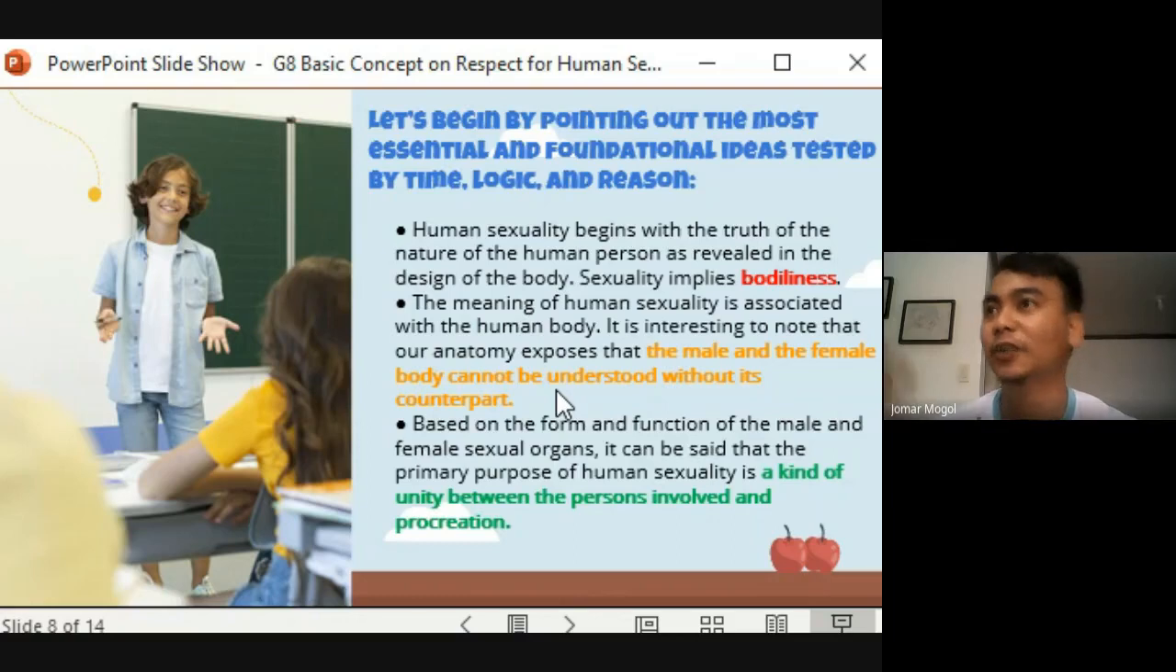Kasi nakikita natin, ay ganito pala si ganyan, ay ganito pala to. And as well as other individuals, kumbaga hindi lang sa male and female, kundi din sa ibang mga gender. Okay? And then based on the form and functions of the male and female sexual organs, it can be said that the primary purpose of human sexuality is a kind of unity between the persons involved and procreation. Ito yung nakikita natin kanina. This is something to do with procreation or reproduction para hindi ma-extinct ang human race. Yan, the unity between the persons involved in procreation.